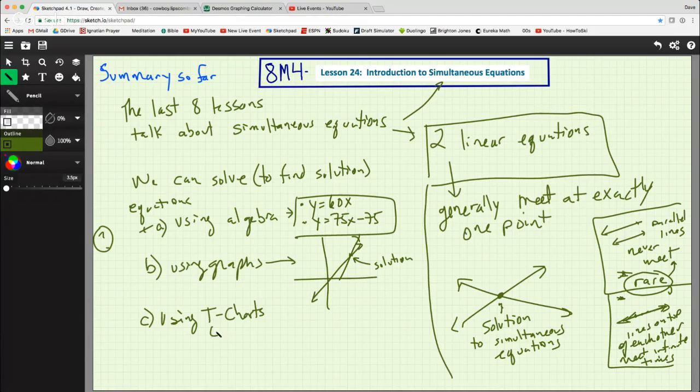And using T-charts, it means just make two charts and see where the numbers are close or exactly the same.